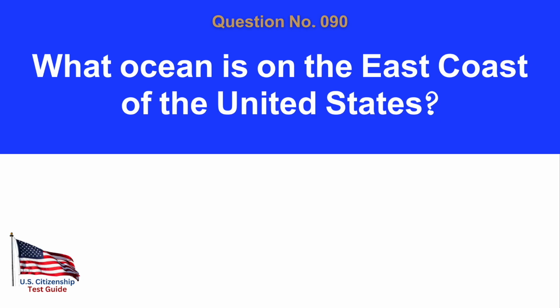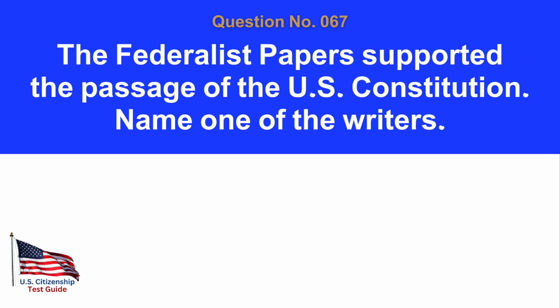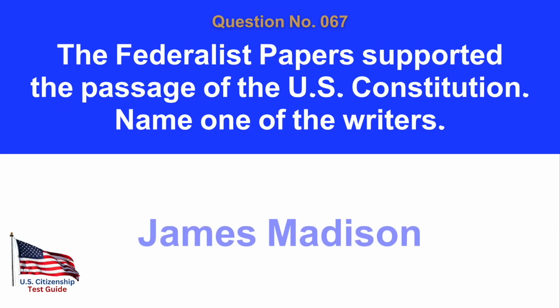What ocean is on the east coast of the United States? Atlantic Ocean. The Federalist Papers supported the passage of the U.S. Constitution. Name one of the writers. James Madison.